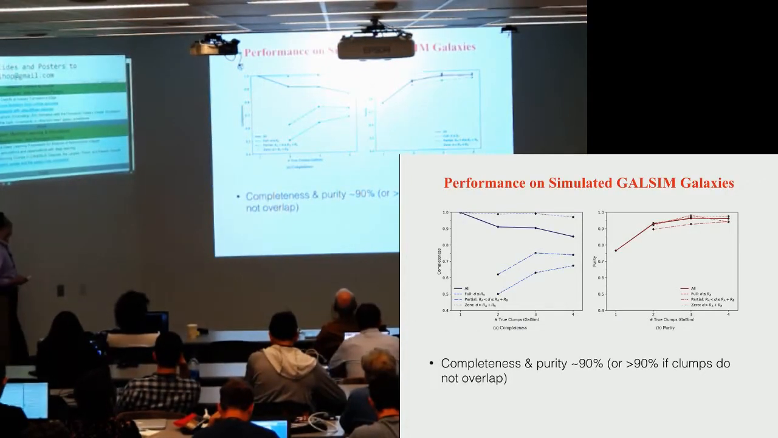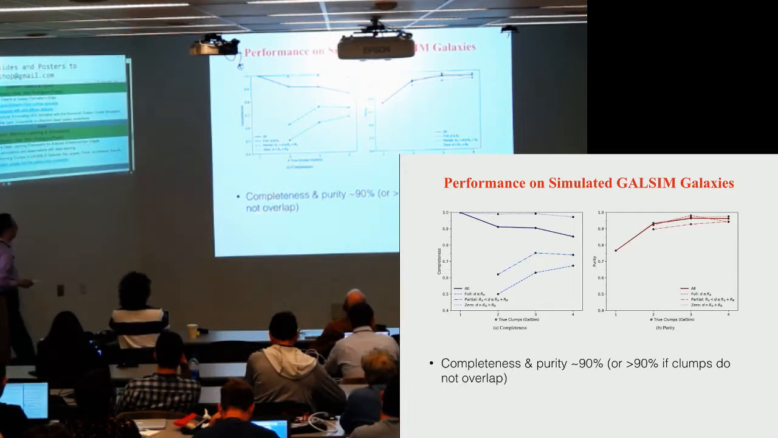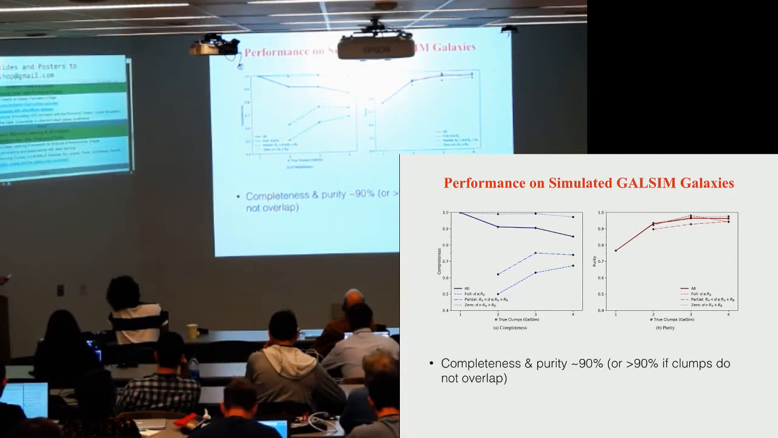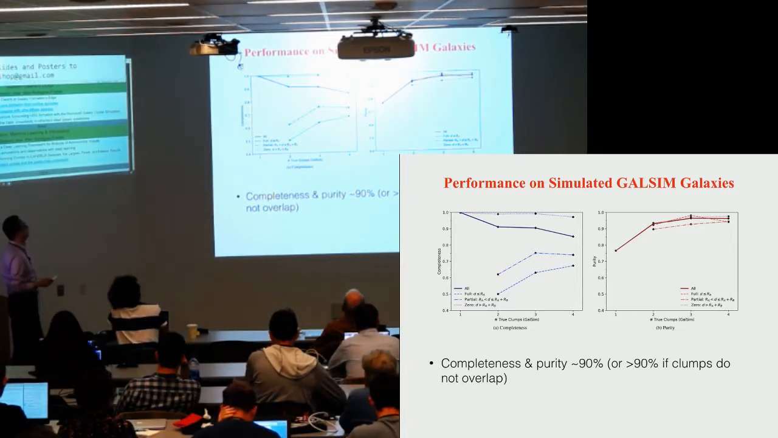Okay, so here I'm showing you the completeness and the purity of our deep learning algorithm. Just look at the solid curve here. For completeness, we are 90% complete, which means we detected 90% of the clumps that we put into our training set. And for purity, it's almost 90%, which means 90% of the things we detect are real clumps that we put into the training set.